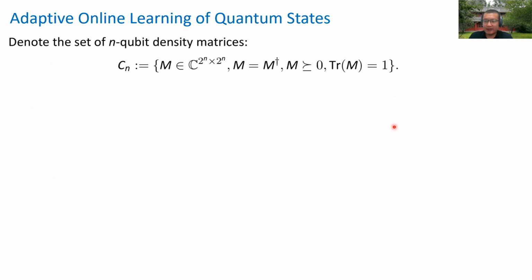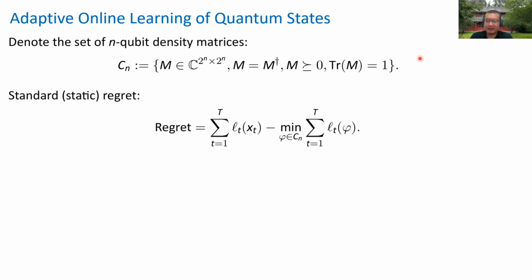So for our results on adaptive online learning of quantum states, let's first make the definition that we consider n-qubit density matrices. This is a very standard definition. In terms of online learning, something we are going to borrow here is the standard definition of regret. Basically, we are given the state and also the measurement operators one by one. How do we measure whether we are giving a good prediction or not?